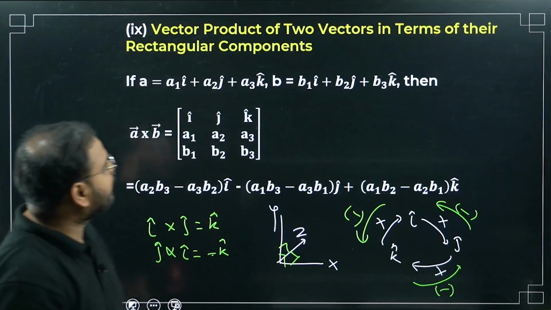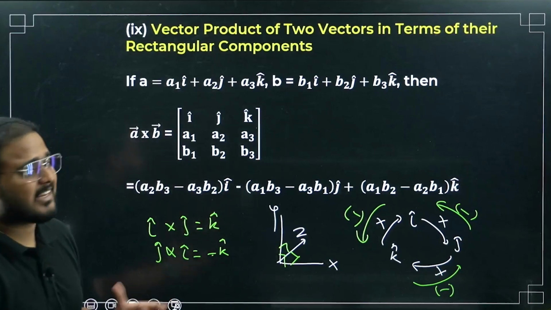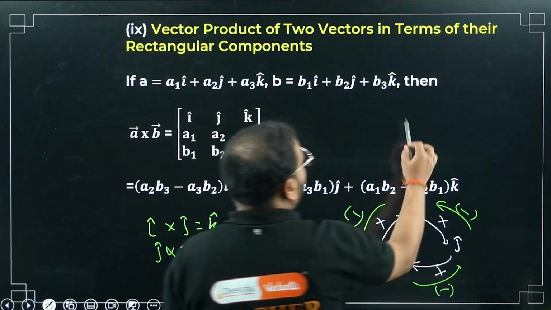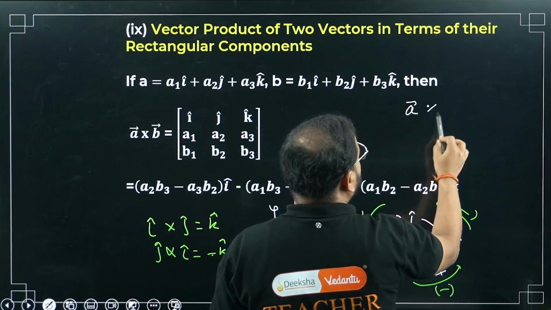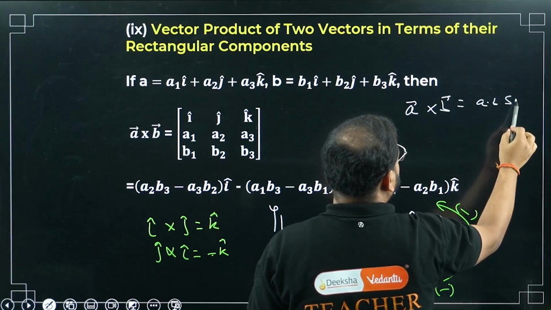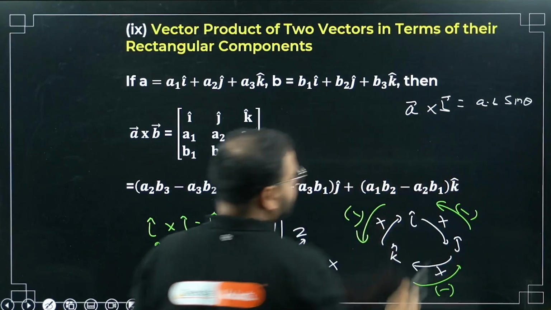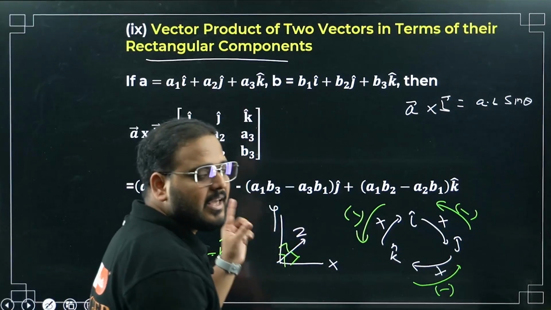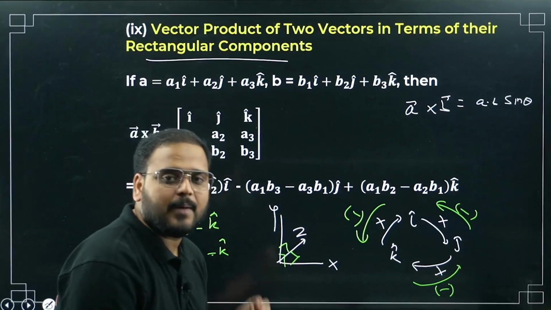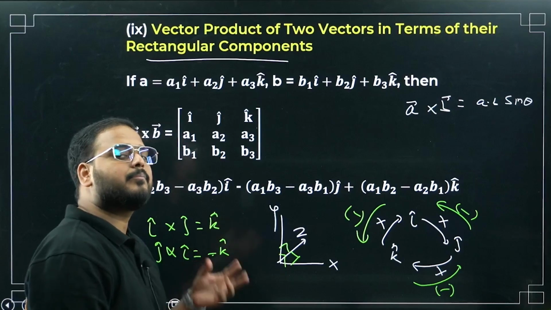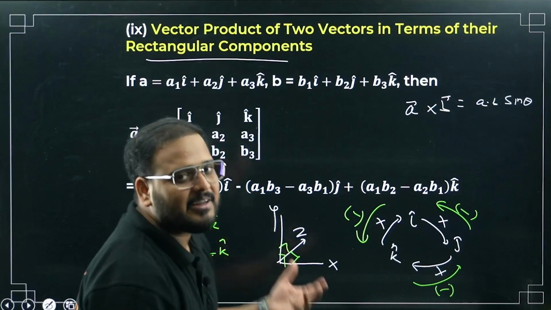A vector product of two vectors in terms of their rectangular components. We saw right now that usually the vector product A cross B is given as A B sine theta. What if the vectors are given in the form of rectangular components? Rectangular components means A1 I cap, A2 J cap, A3 K cap, and the same way B1 I cap, B2 J cap and B3 K cap. Then what you have to do? Find the determinant of that.